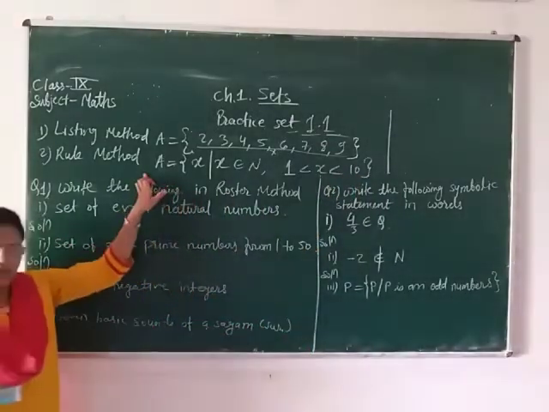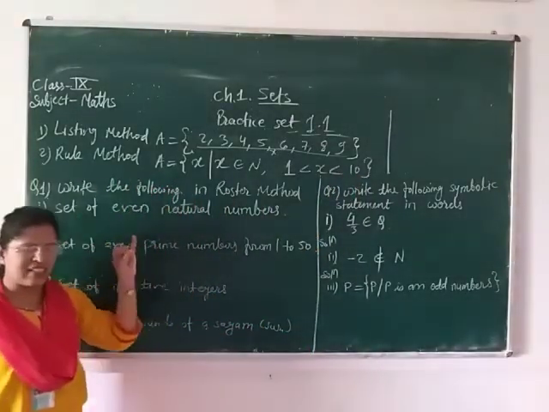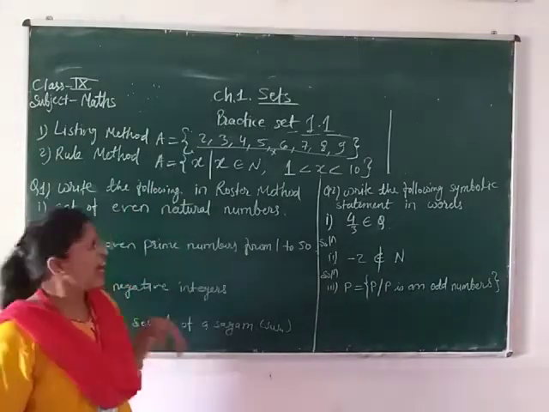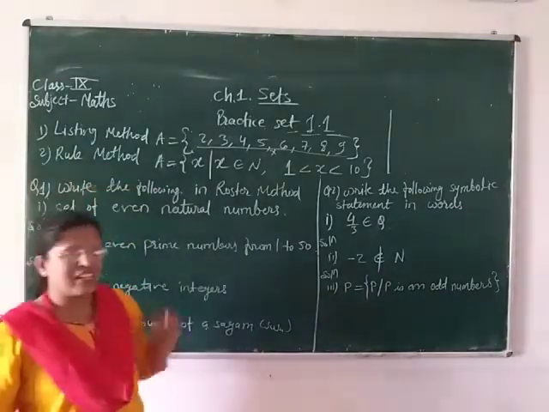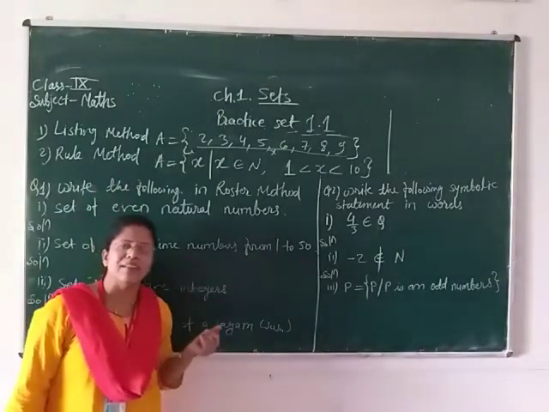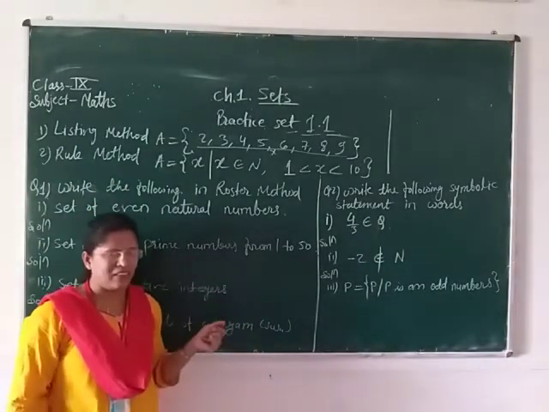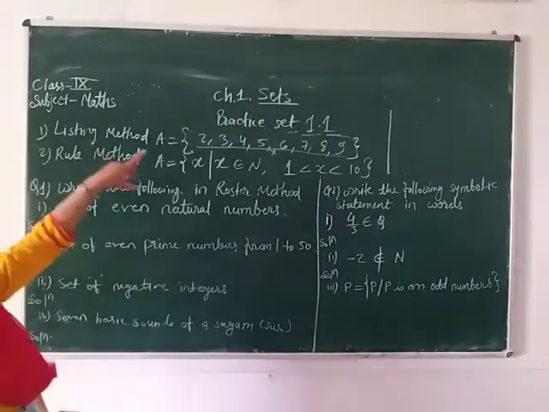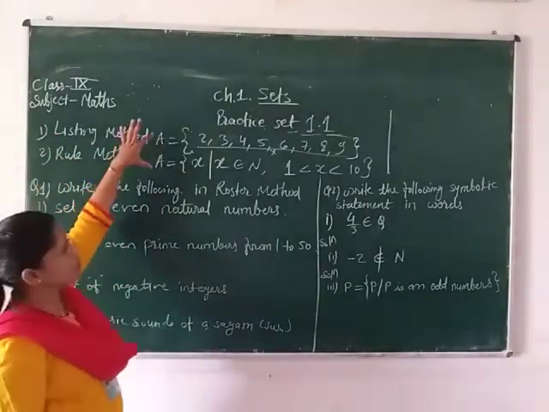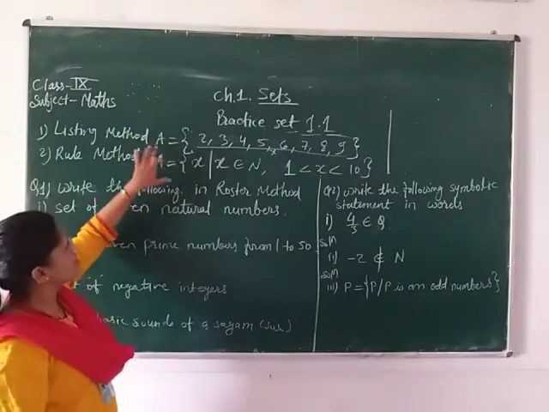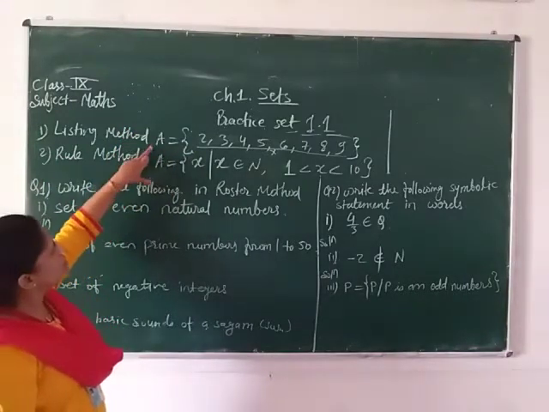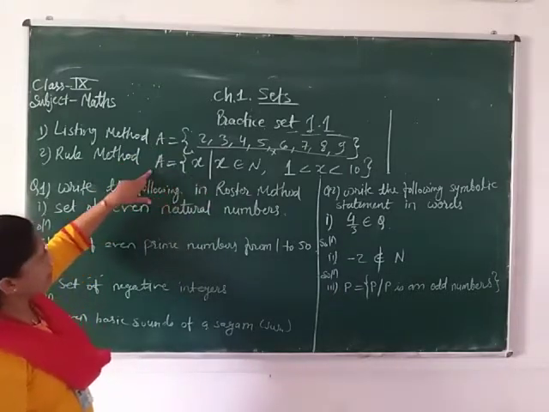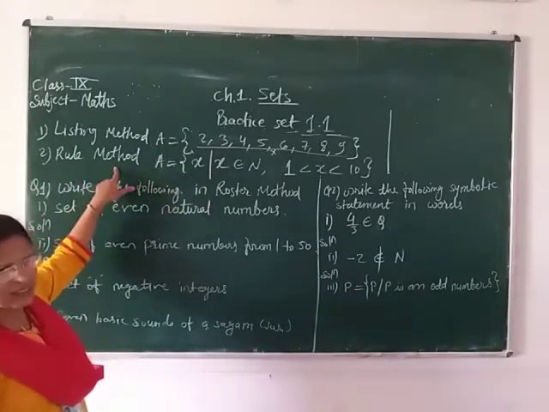Understood both the methods? First is the listing method; the listing method is also known as the roster method. And second is the rule method; the rule method is also known as the set builder method. So there are two methods of writing sets. Here we have to give the name of the set, so this is set A from the rule method.